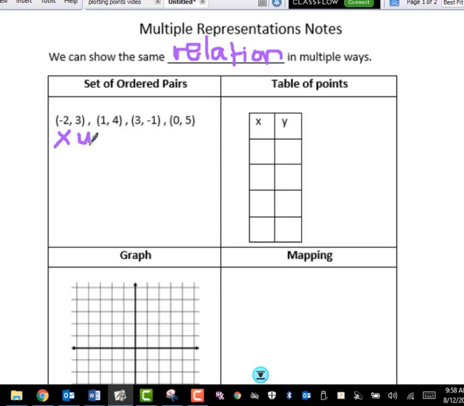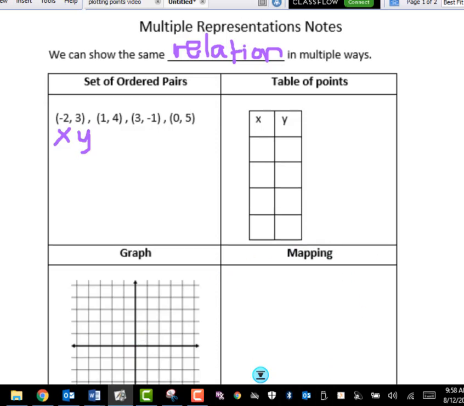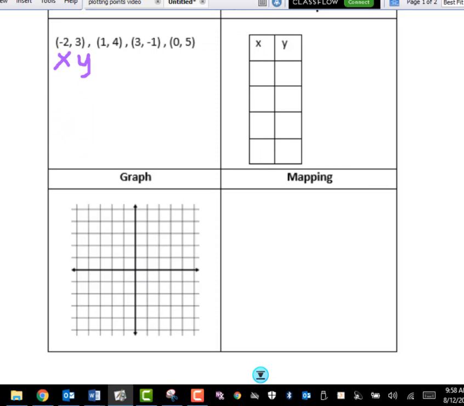Instead of just listing them out as points, which we talked about yesterday, and we know each point is x comma y, we can also write it in a table. We could graph these points like we did yesterday, or we can do something called mapping notation. We're going to start with the graph since we just did that yesterday, so I'm going to remind ourselves of how to graph.